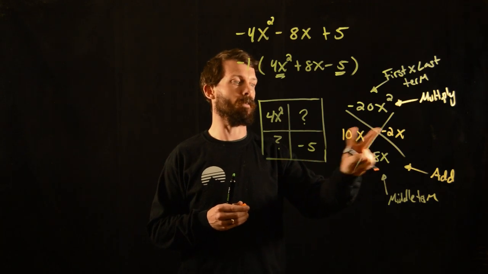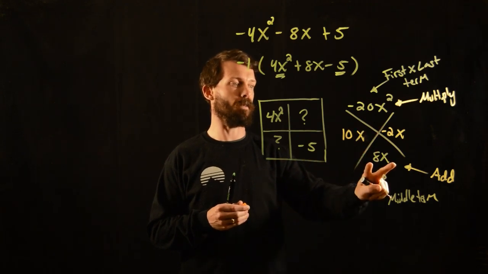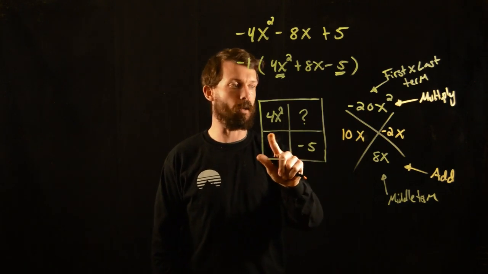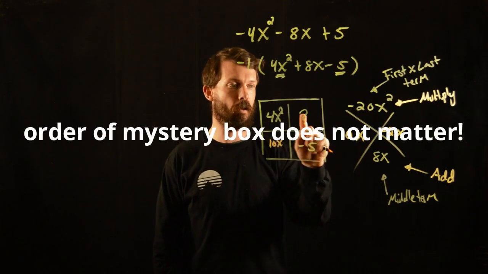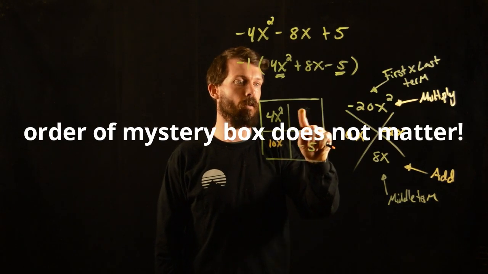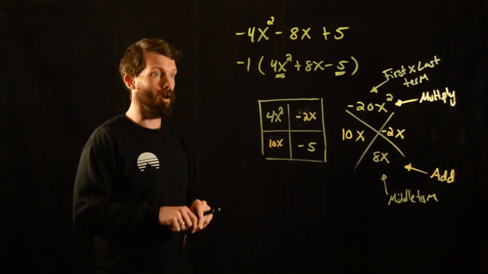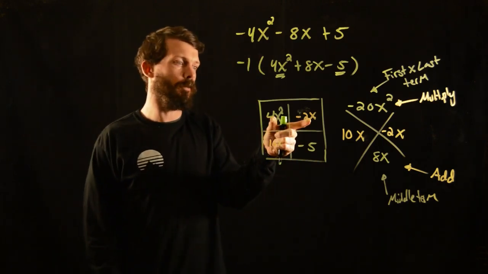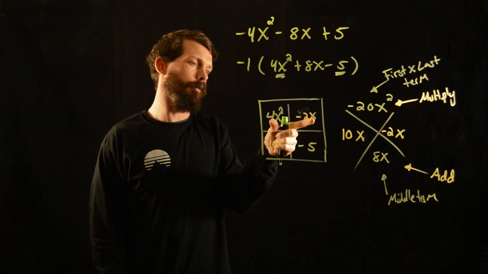And then the next piece is if I added these together, I would get this guy right here. Awesome. So those are the two mystery boxes that we were looking for. So this would go here, and then this would go here. Alright, so now from here, the next step is we want to look at this first row.